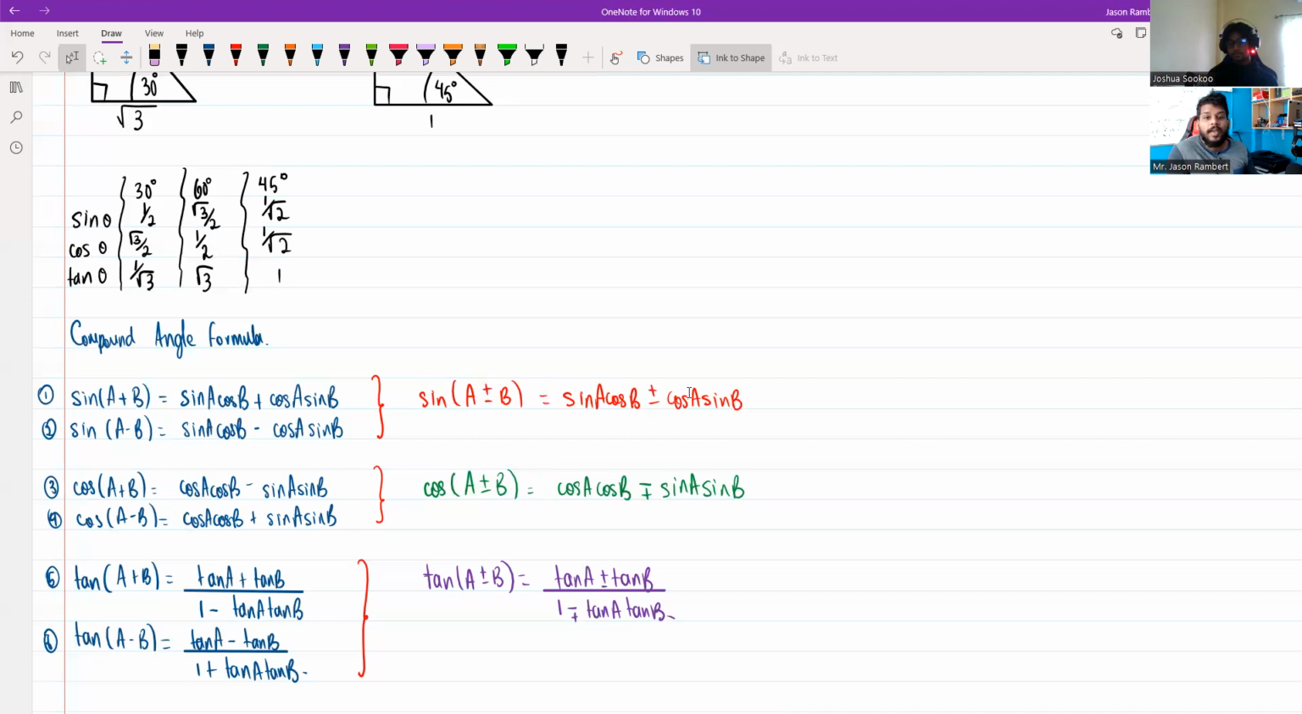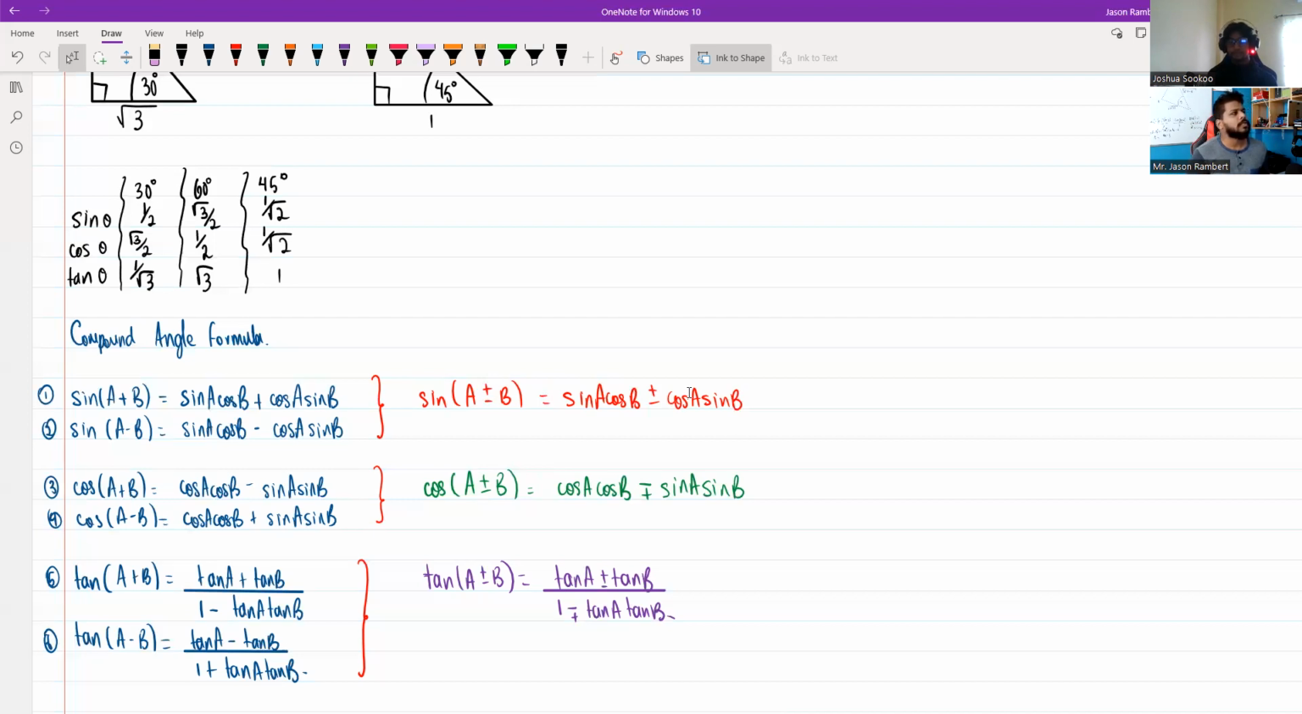Give me a suggestion. How will I get 15 degrees by using 30, 60, and 45? 60 minus 45. Easy. So if I want sine of 15 degrees, it's sine of 60 degrees take away 45 degrees.